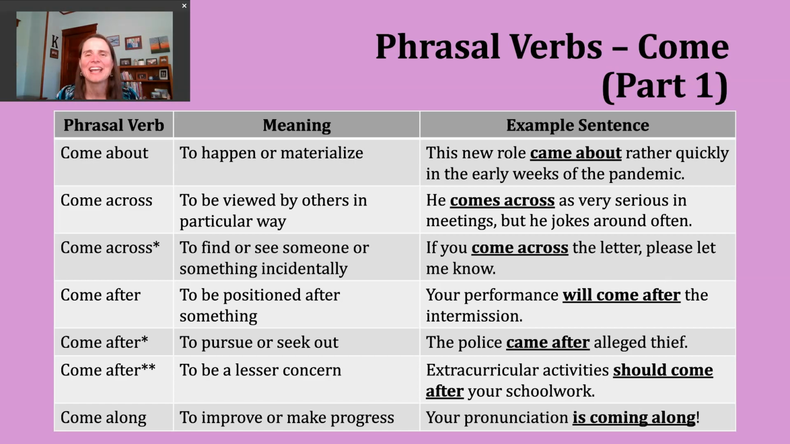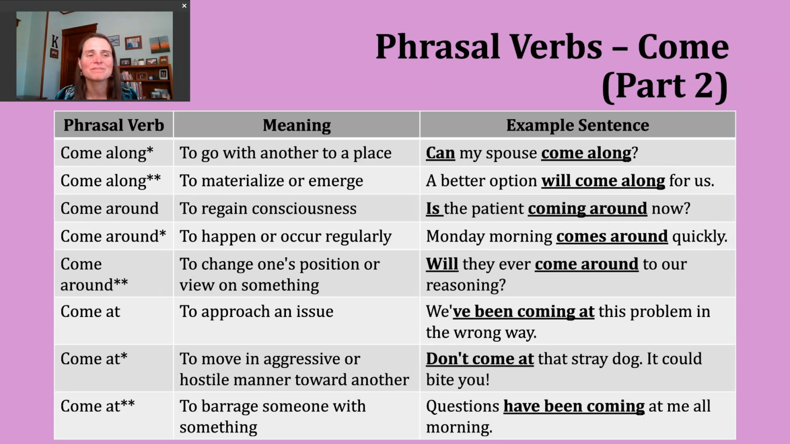Another phrasal verb you might encounter is to come along. This generally is used to mean that someone is improving or making progress. And here's an example of this: your pronunciation is coming along. Here is an example of the present progressive or the present continuous, right? We are suggesting that it is improving. Let's move on and talk about some other ways to use come along.